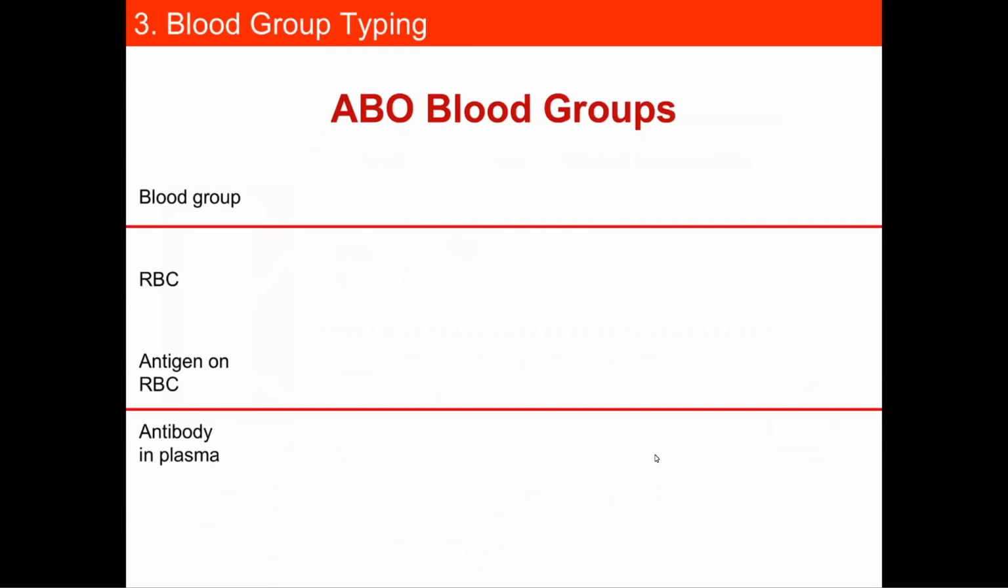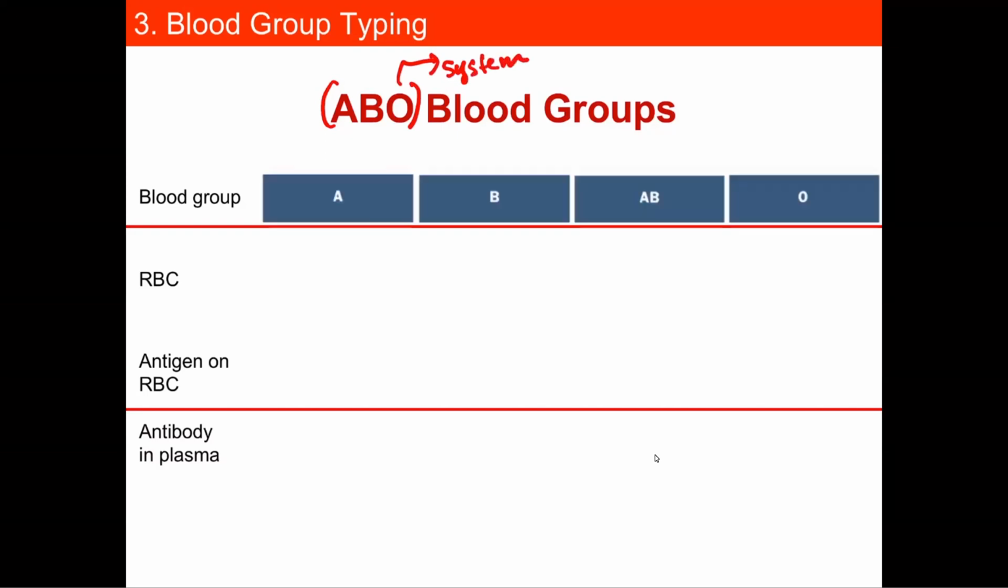Now, when you want to talk about the ABO blood groups, this is the ABO system. This is the system we use to recognize your different blood groups. There are four different blood groups that we know of. As I've mentioned earlier, we have your A, your B, your AB, as well as your O.